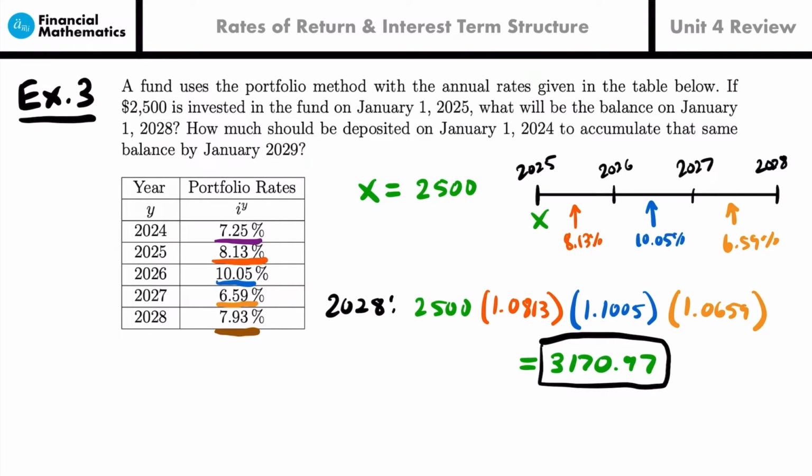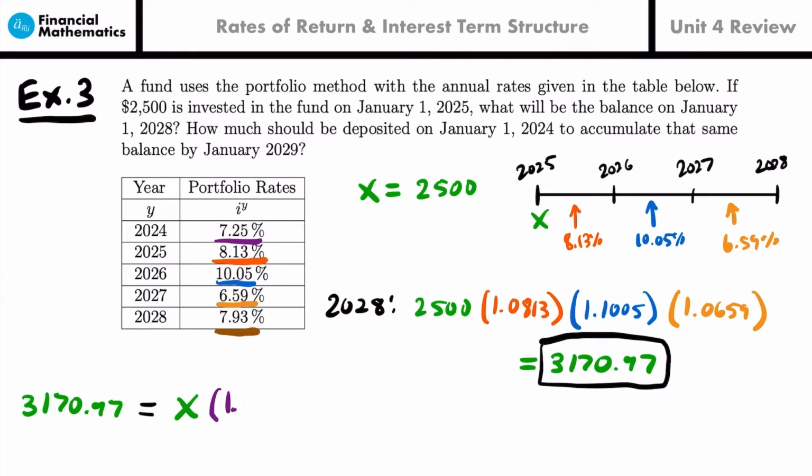All right, so here's our setup. We want to accumulate $3,170.97, which, by the way, is rounded off to 2 decimal places. You might want to include more decimals in that value when you use it later to solve for our initial investment amount, because we're going to be setting that equal to the initial investment, X, but then we need to accumulate that initial investment for 5 years using all these portfolio rates. Okay, and here's what that will look like.